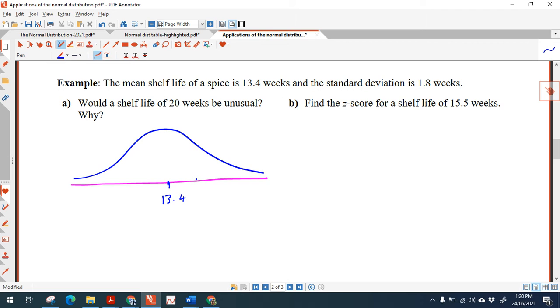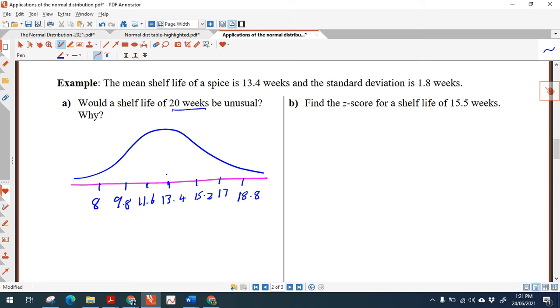And then one standard deviation away from that is 15.2. 2 standard deviations from that is 17. 3 standard deviations from that is 18.8. Okay, now 1 standard deviation below it is 11.6. And then the other standard deviation below that is 9.8. And then the third standard deviation below is 8. Okay, so if you're talking about 20 weeks, 20 weeks lies beyond 3 standard deviations, doesn't it?